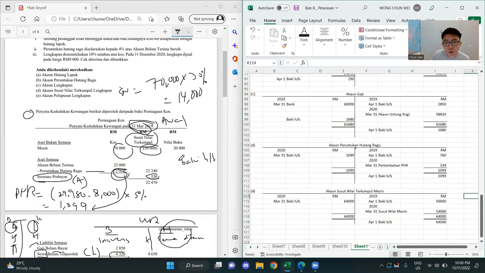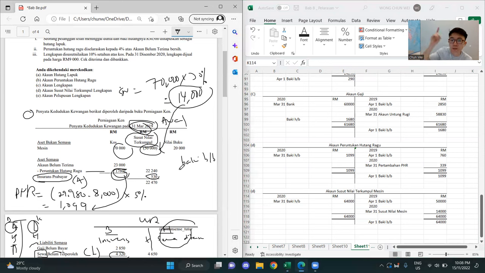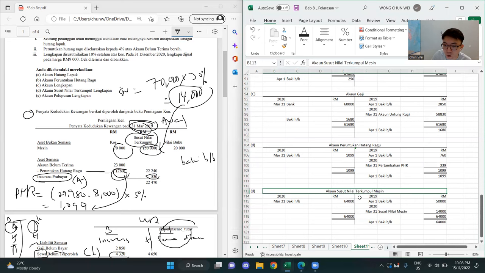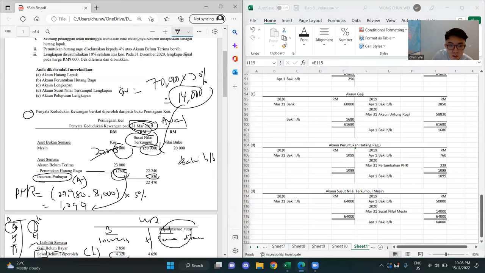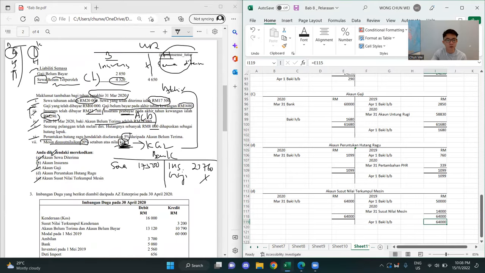That's it. So now you know why. After we get our Susut Nilai, we have to add to here. We have to add to last year's Susut Nilai Terkumpul because in the account we add also, and then get 64,000. And this 64,000 we will put into this year's PKK. So if we are doing 2020's PKK, this one becomes 64,000, and then the nilai buku will be different, will drop again. All right, so you see we have done all this question. So this is the answer.